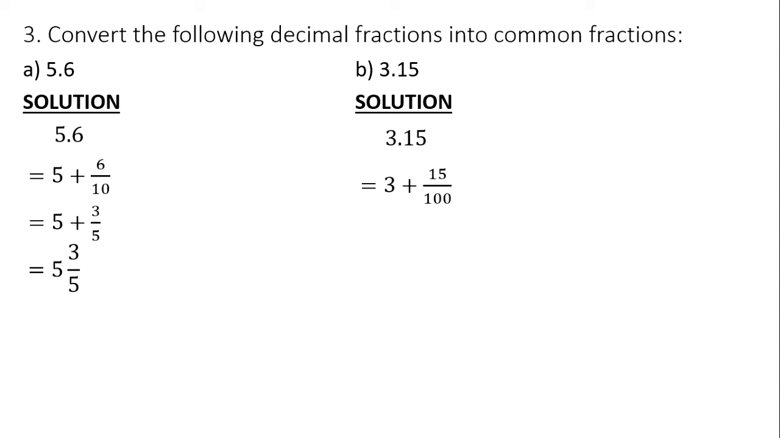Take that 15 over 100 to its lowest terms. It's going to give us 3 over 20. If you add 3 plus 3 over 20, what we are going to get is 3, a whole number, 3 over 20. That is our answer.